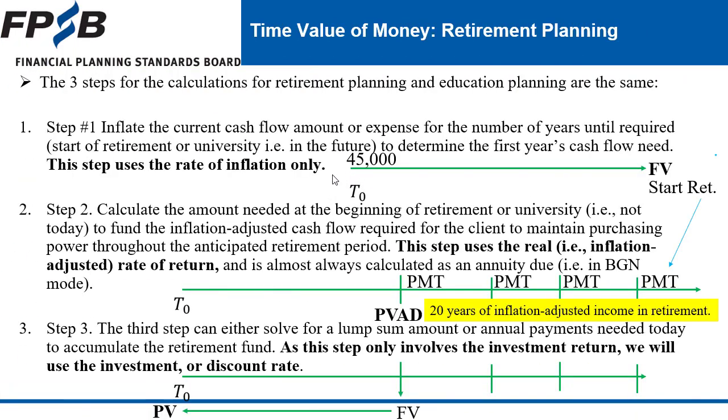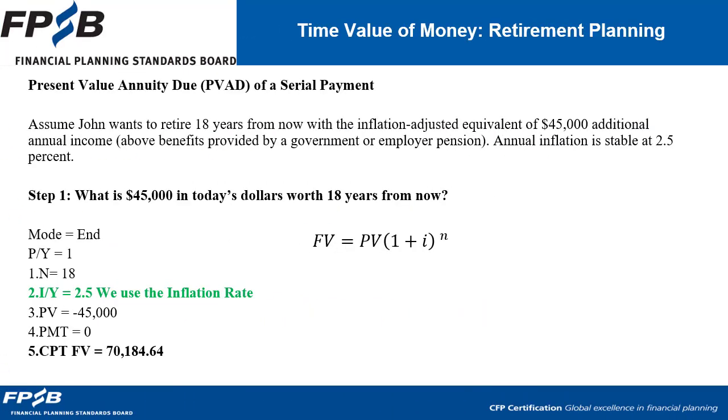So not going to spend a lot of time on this slide, but just want to point out with regards to the question, John has $45,000 in today's purchasing power that he wants to preserve, plans to retire 18 years from now. So we're going to calculate the future value, and that becomes the payment that he wants for his 20 years of inflation adjusted income in retirement. So step number 1, today's dollars into the future value calculation. Step number 1, what is $45,000 in today's dollars worth 18 years from now?